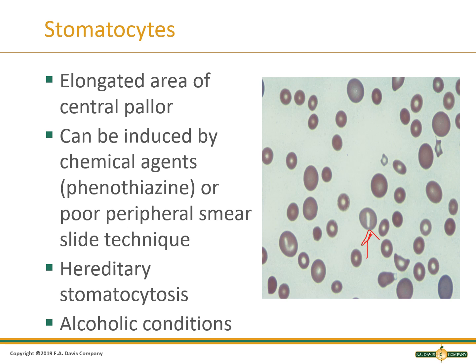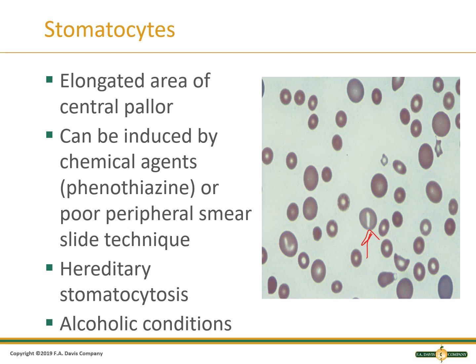Stomatocytes can also be seen. They have an elongated area of the central pallor. You can see the red arrow pointing to the stomatocyte there. It can be induced by chemical agents, or it can also, as I referred to with the target cells, be due to poor peripheral smear slide technique, meaning as the slide was pushed, it sort of ripped out the center of a few red blood cells.